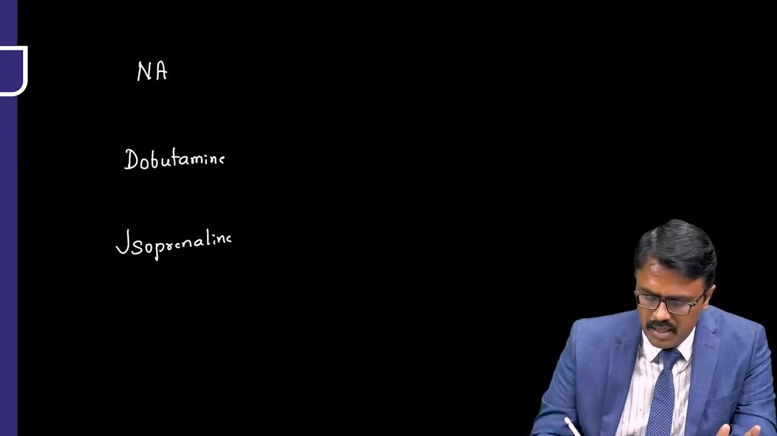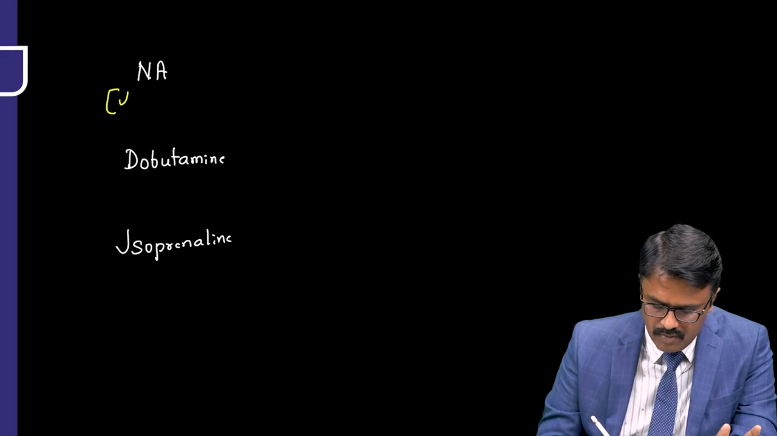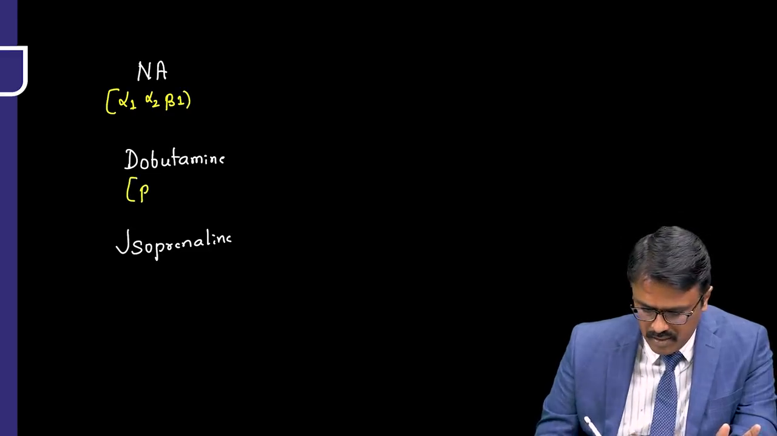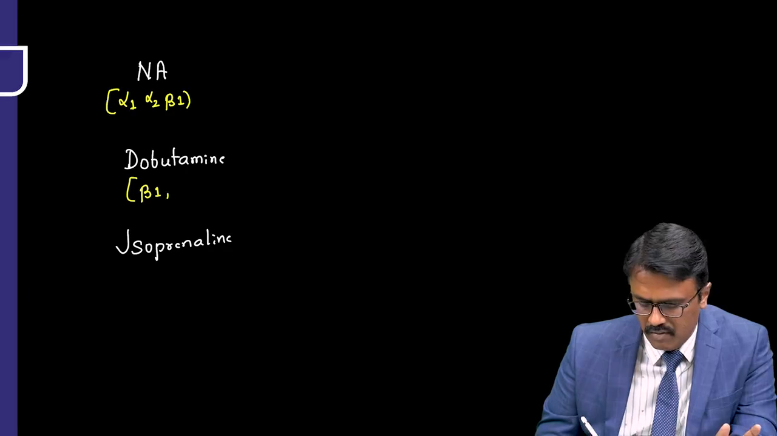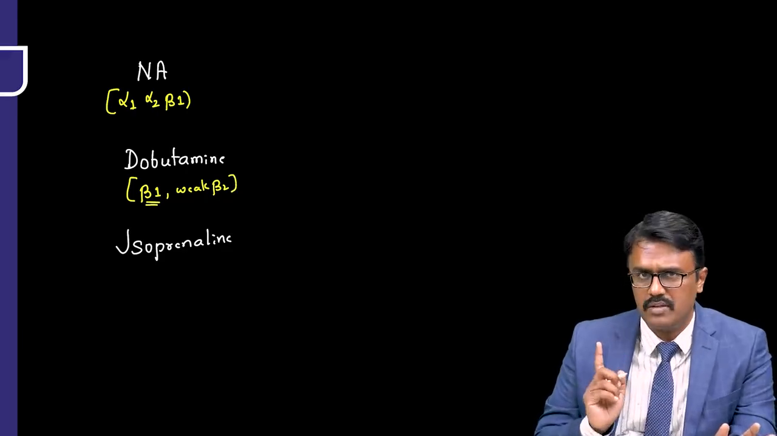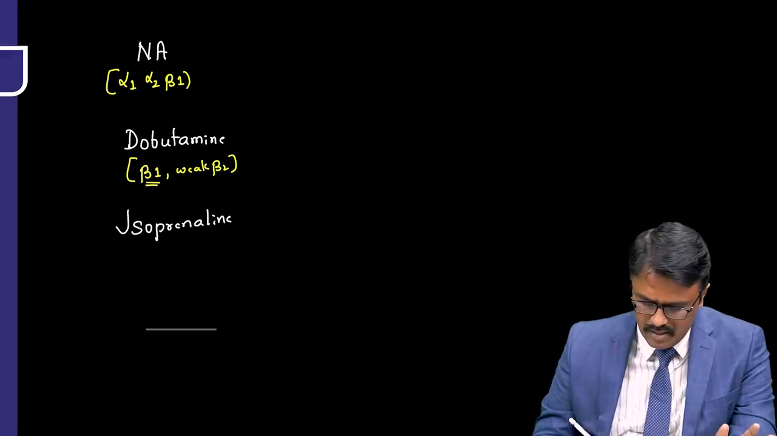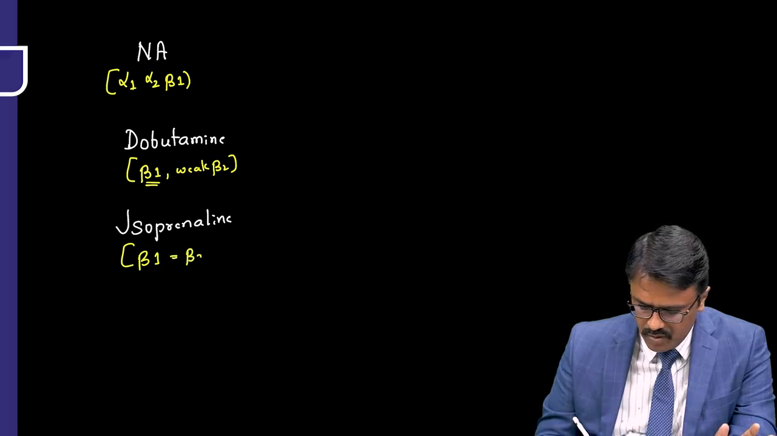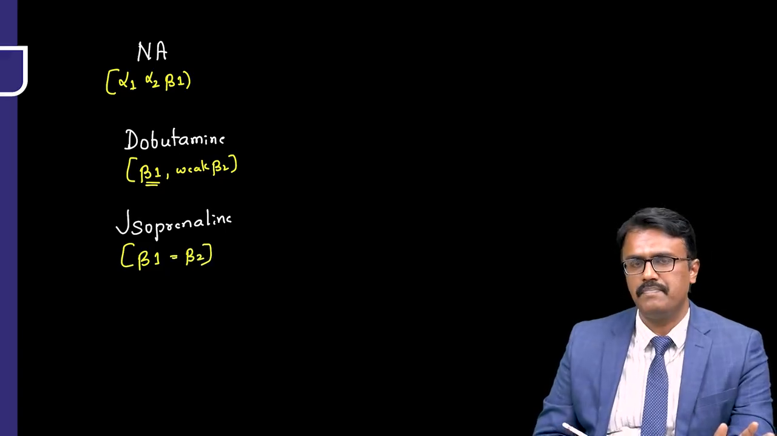Now, can you tell me what is the action of noradrenaline? It acts on alpha 1, alpha 2, beta 1. You all know this. Dobutamine, the major action is on beta 1 and very, very weak action on beta 2. So, predominantly it is considered as beta 1 agonist, but very weak beta 2 agonist. Isoprenaline acts on beta 1 and beta 2 equally. So, this is the basics you have to understand.